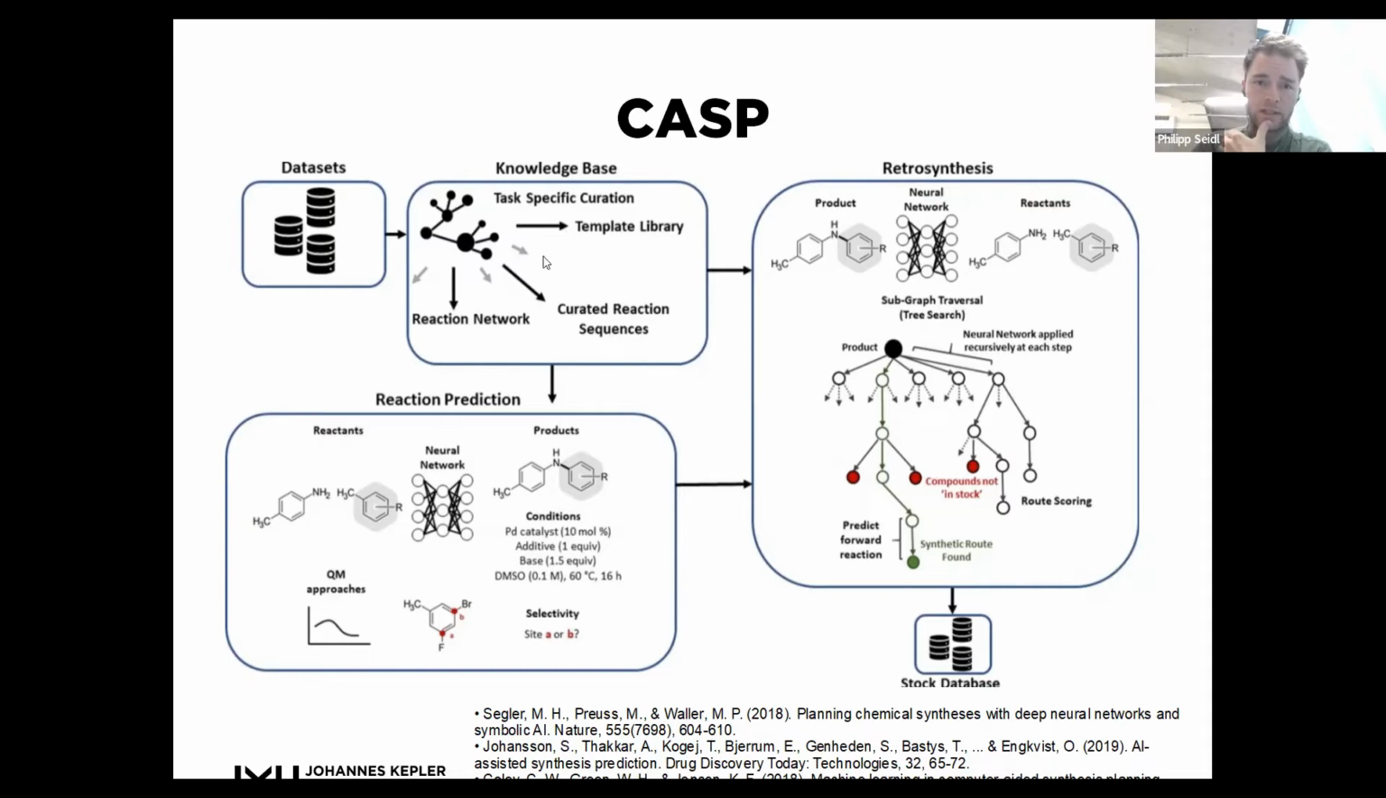And this knowledge base that we derive from the data set has curated reaction sequences. There are multiple tasks that can arise, and you can see this at the bottom here. So we can have conditions that we are interested in, but also the yield. And there is the forward path and the backward. So given reactants, we can try to predict the products and the other way around.